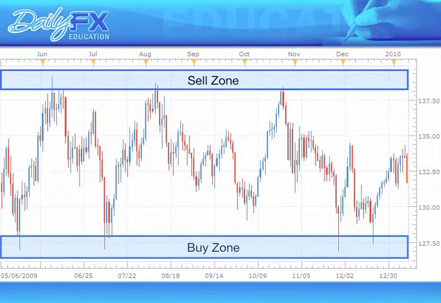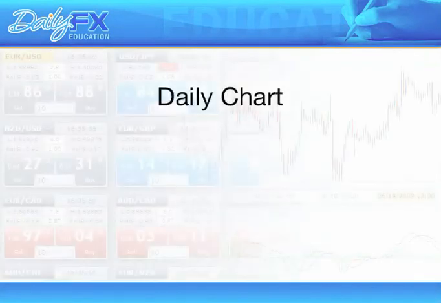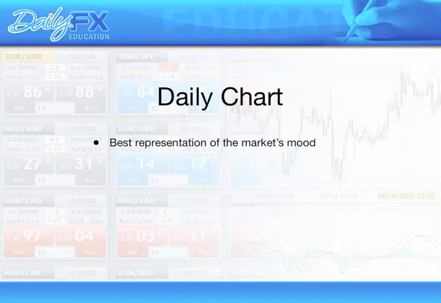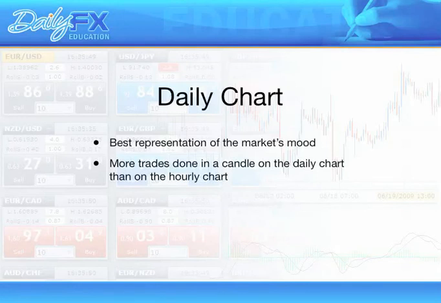Successful trading is just taking advantage of any edge you can find, and this one certainly qualifies as worthy of our time to find. So far, we've been using the daily chart to identify the trend, and then trading in that same direction. We start with the daily chart because it's the best representation of the market's mood. One reason is sampling. There are just more trades done in a candle on the daily chart than there are in a candle on an hourly chart or any other intraday chart. A daily candle represents the opinion of traders all over the world who executed a trade in the 24-hour session.